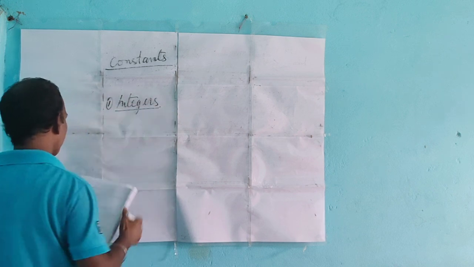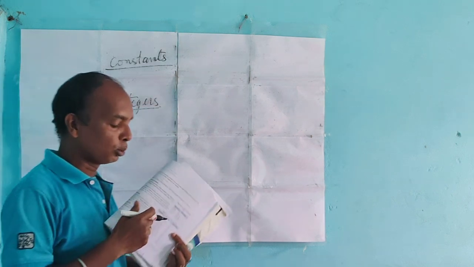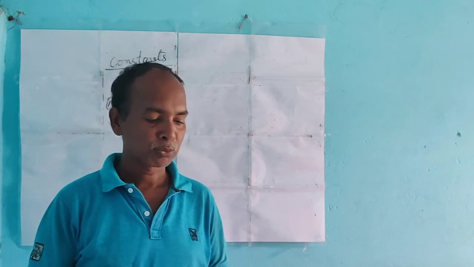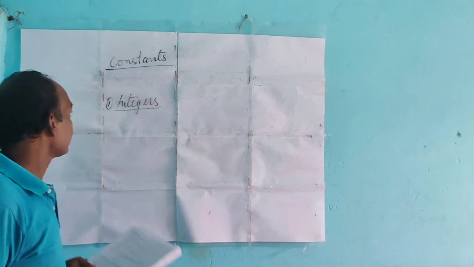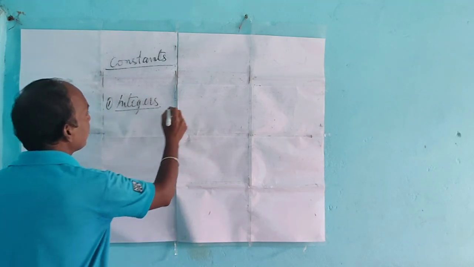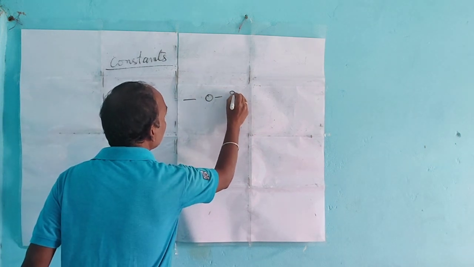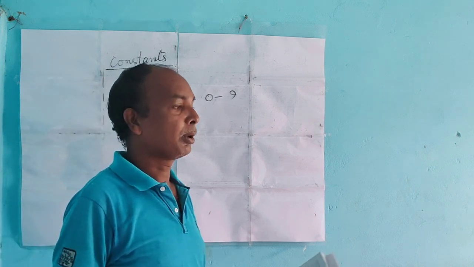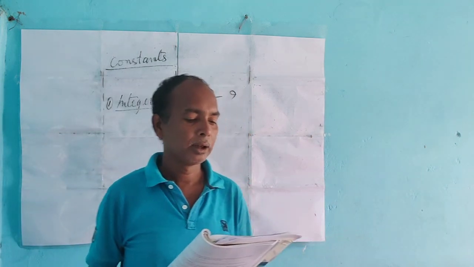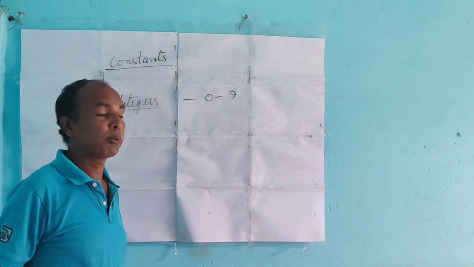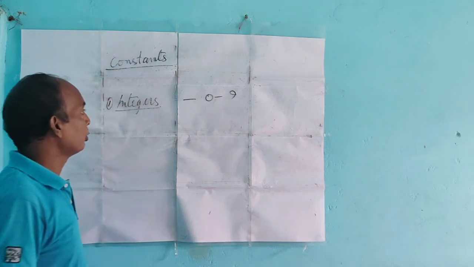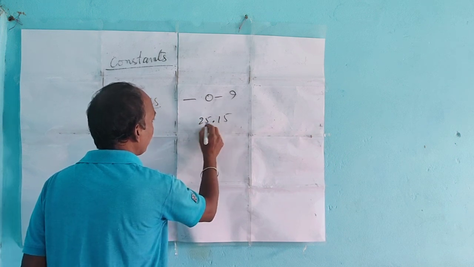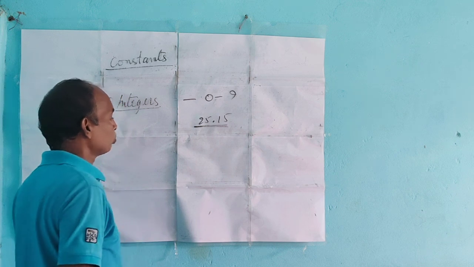Integer constants. When we use integer constants, we have to follow some rules. In integer constants, the number consists of digits from 0 to 9. The first rule is that it must not have a decimal point. In integer constants, you cannot use a decimal point, for example 25.15. It cannot be used in integer constants.